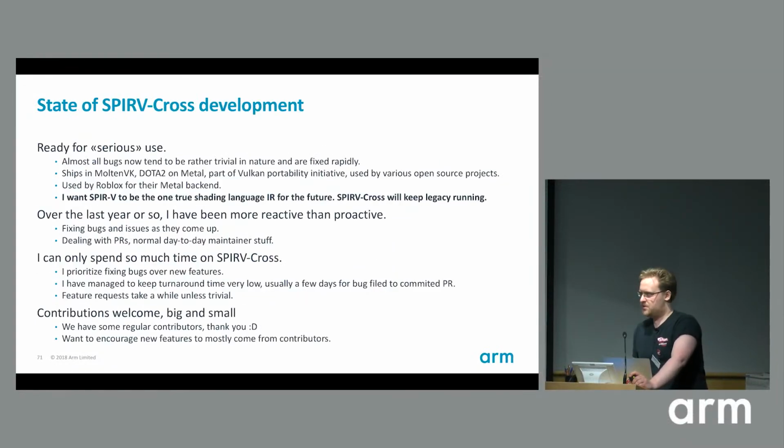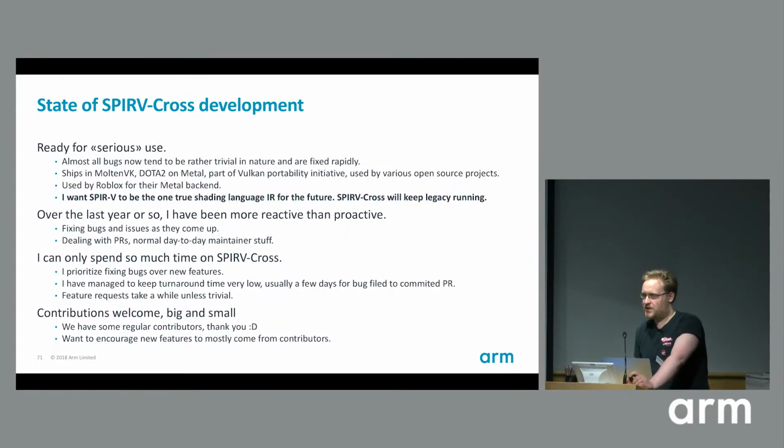The state of the development, I would say it's ready for serious use. There are games shipping with it. I know MoltenVK, but it depends on games shipping with MoltenVK. I know at least Dota 2 and Metal as mentioned earlier. It's part of the Vulkan portability initiative, so whenever Vulkan on DX12 becomes a thing, it's going to go through SPIRV-Cross, so that will be fun. It's also used by various open source projects, used by Roblox for their Metal backend. And I really want SPIR-V to become the one true shading language, and everyone should target it, and SPIRV-Cross will just keep the older crufty stuff running, essentially. That's the goal. So I would like to see that there are various projects now that actually compile new languages into SPIR-V and use SPIRV-Cross as a way to get the older stuff working.